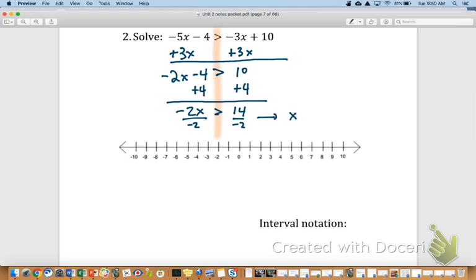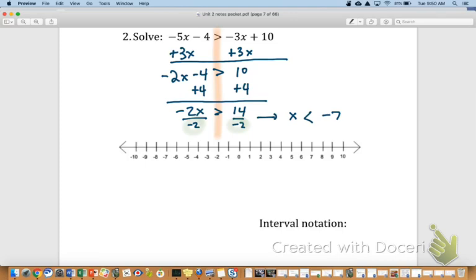So watch what happens here. On the left side, I get an x, and on the right side, I get a negative 7, right? Because I divided by a negative, the inequality symbol in the middle, instead of going the way that it was, needs to go the other way. Needs to flip around.